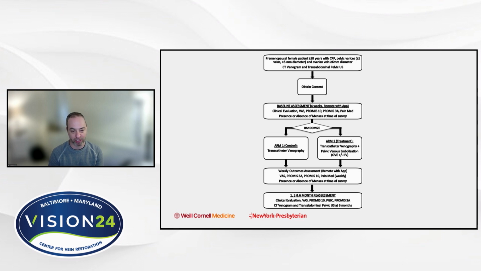Then at 6 months, they're going to be brought in for a final full complete evaluation, repeat CTV and ultrasound, and then they'll be unblinded. And at that unblinded point, those patients who are randomized to the transcatheter venogram alone without embolization, they'll be able to obtain that embolization. Next slide.